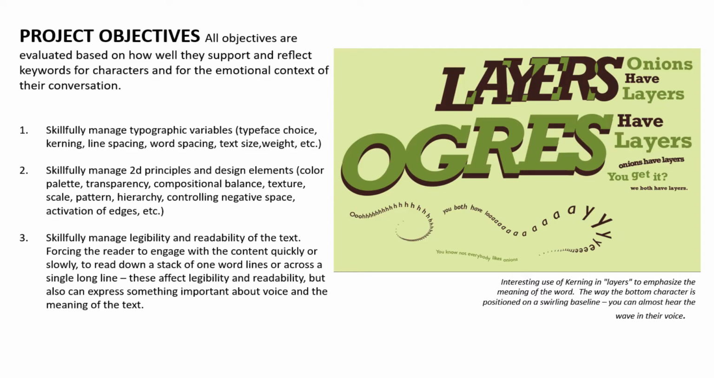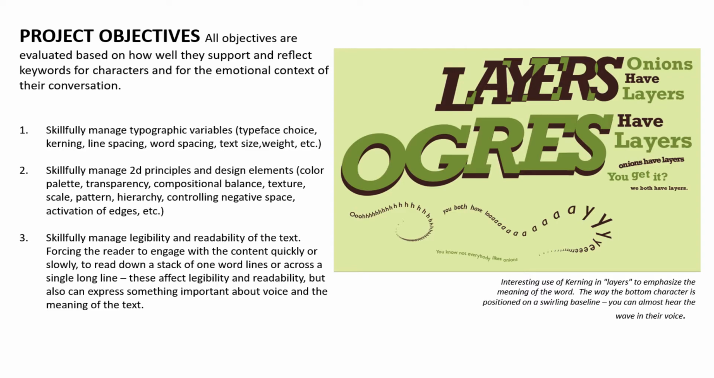Number two, skillfully manage 2D principles and design elements like color palette, transparency, compositional balance, scale, pattern, hierarchy, and all of the stuff that falls in the toolbox of 2D principles.